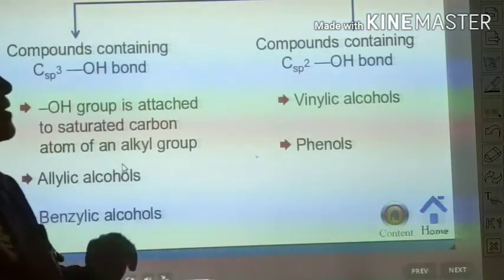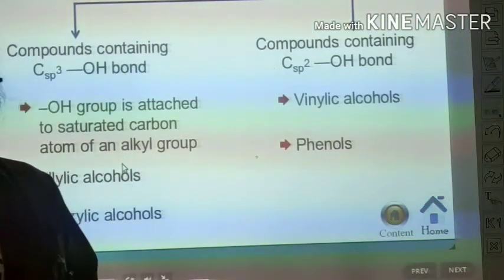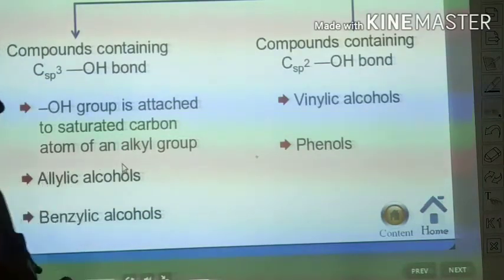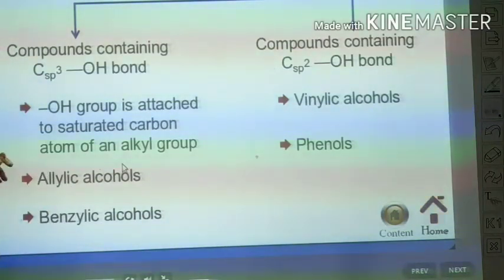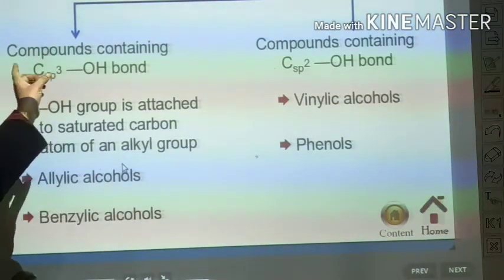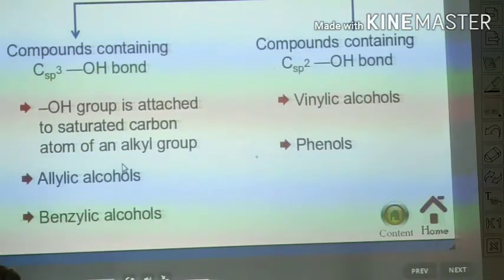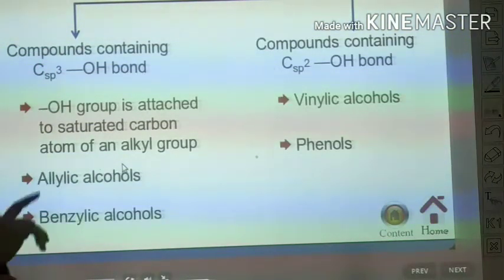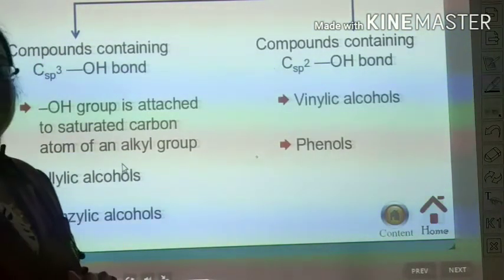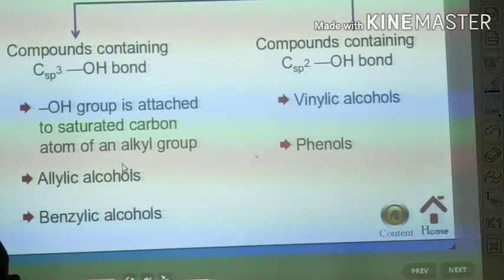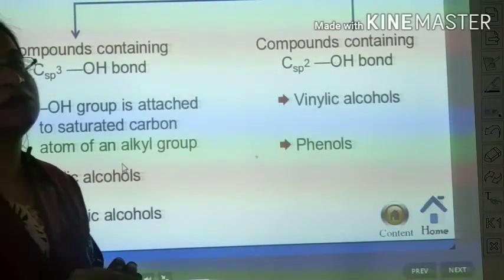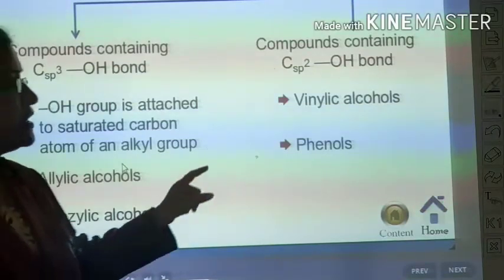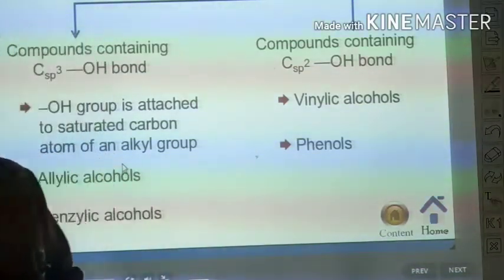Now, this monohydric alcohol is further classified on the basis of hybridization. If OH group is attached to a saturated carbon, then this compound is called a compound containing Csp3-OH bond. Next, compound containing sp2 C-OH bond. Here, the OH group is attached to a double bonded carbon. For example, vinylic alcohol or phenol.